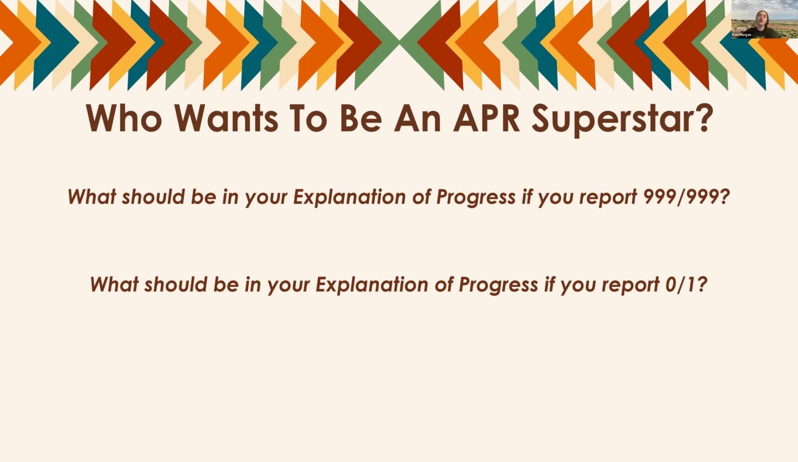Okay, and we're going to skip the actual poll for this, but it's the same things that we've been discussing. Remember, if you do report a 999 over 999 or 0 over 1, make sure that in your explanation of progress, you include whatever preliminary data you have, how you're collecting data, and when you expect to have that data. And then for your 999 information, that's data that you will update in your APR update in December.